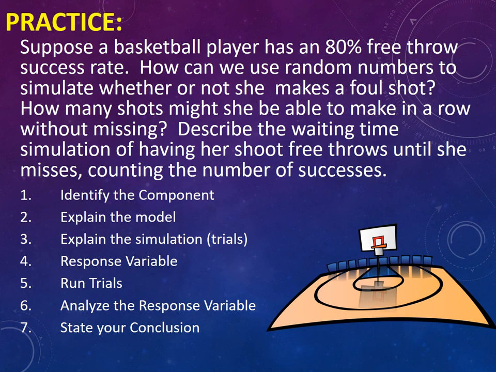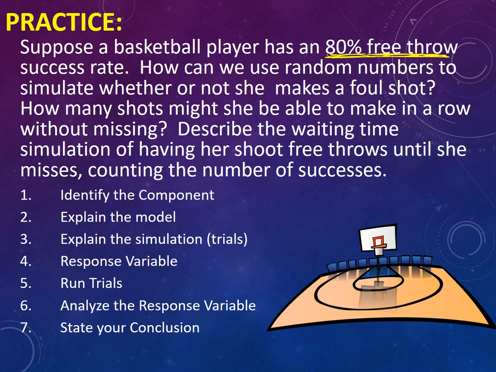So what we've got here is a really good example of something that we want to simulate. Suppose I have a basketball player with an 80% free throw success rate. That right there, my friends, is very, very important. An 80% free throw success rate. That's what we believe that this person is at. How can we use a random number generator or random number table to simulate whether or not she makes a foul shot? What should we expect to happen? How many shots should you expect her to be able to make in a row without missing one? So how long can she go until she makes a miss?